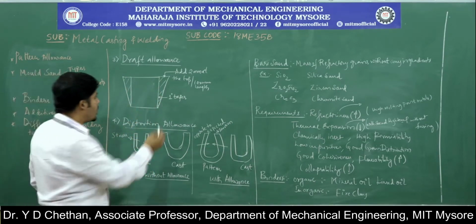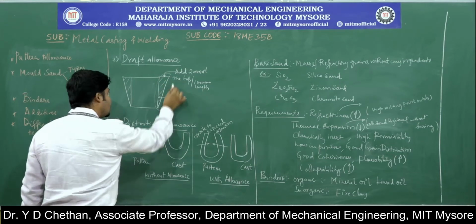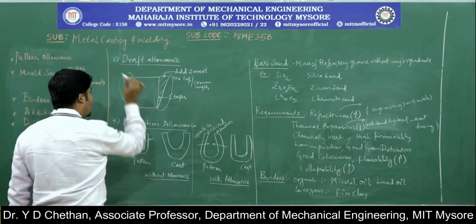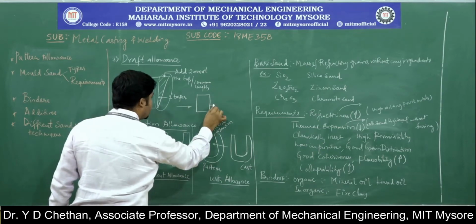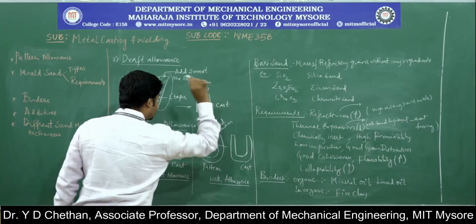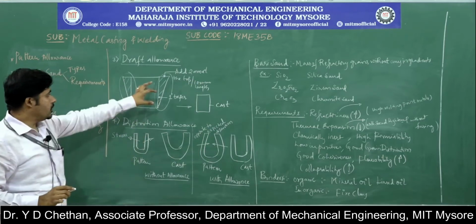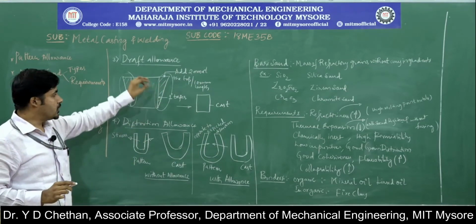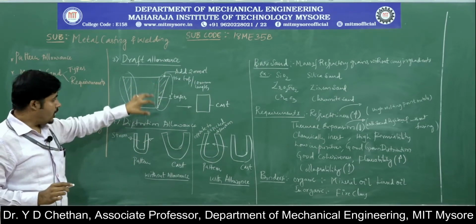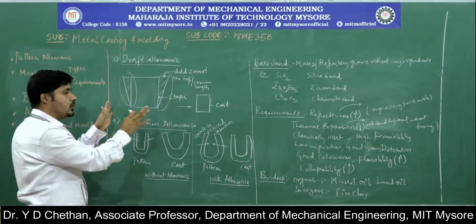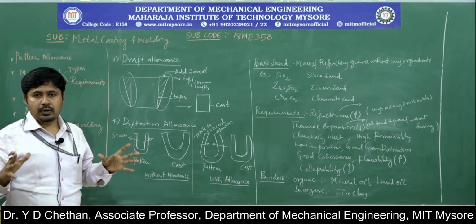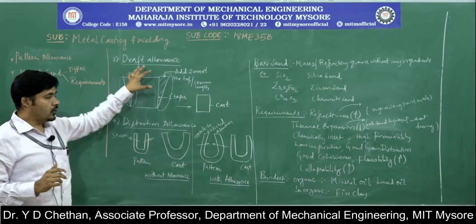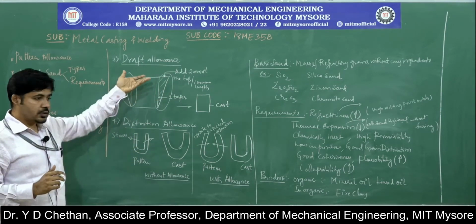After that, you can machine these allowances, and that leads to the final cast. Okay. If these allowances are not provided, then that leads to distortion or breakage of the mold cavity. For that, the draft allowance is required, and it is essential also.